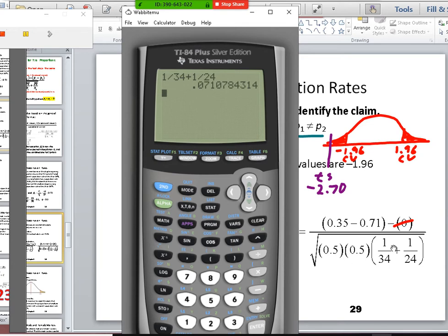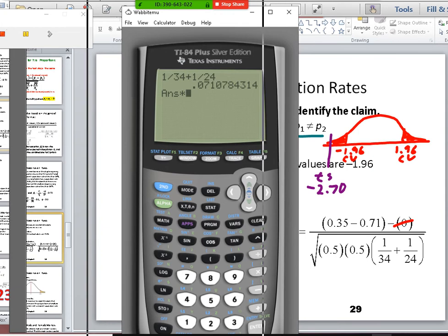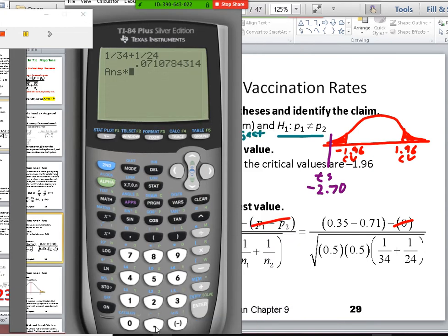I'm working my way outwards, right? So working outwards, I do times 0.5, 0.5 times 0.5, enter. So that gives me this stuff inside. Now I need to square root it.